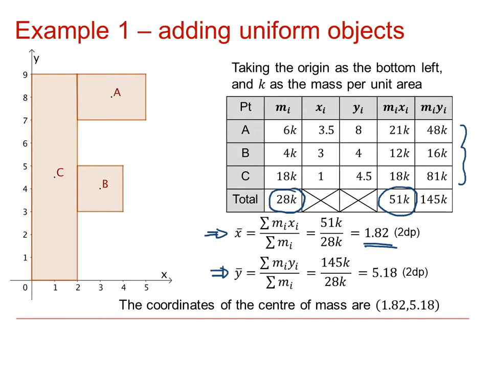It's worth just thinking about where that is on our diagram. 1.82, 5.18 is round about this position here. And that makes sense from the diagram point of view. Don't be surprised if you find a center of mass which doesn't actually lie on the object itself. It is possible to have shapes where the center of mass is outside the object.